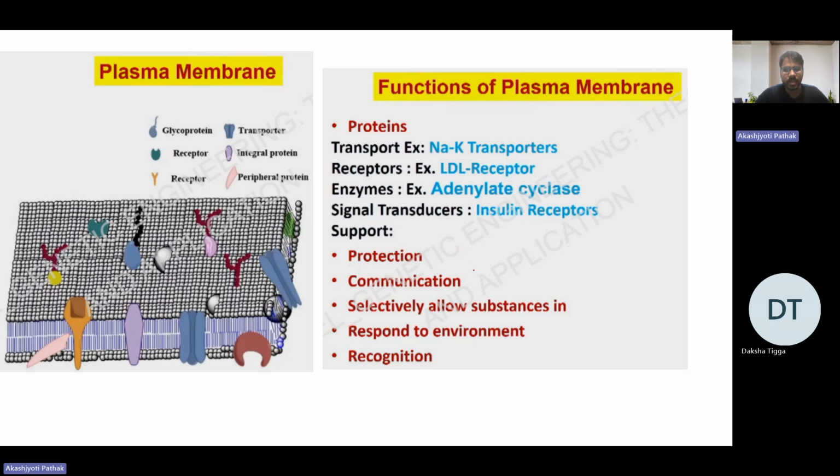Other than this, the function of the plasma membrane is protection, because it is acting as the outermost boundary. So that is for providing protection to the cell. It is involved in communication. Communication is mediated by the different receptors and signal transducers present on the plasma membrane. And then there are channel proteins and pumps, which selectively allow the entry and exit of ions within the cell. And it is also providing recognition. Recognition is provided by these glycoproteins. Okay.